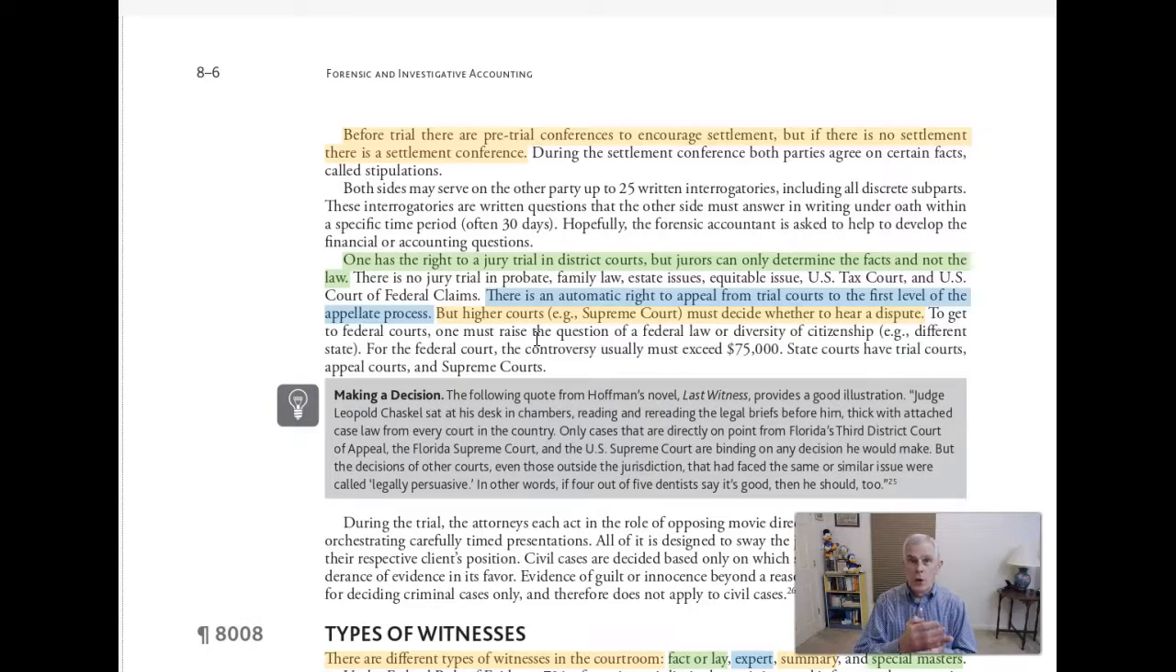So you have your right at the trial court, jury if you want it. If you lose at the trial court level, you can appeal. You're guaranteed an appellate court will hear your case. After that, Supreme Court might not happen. They get to pick and choose which cases they hear.